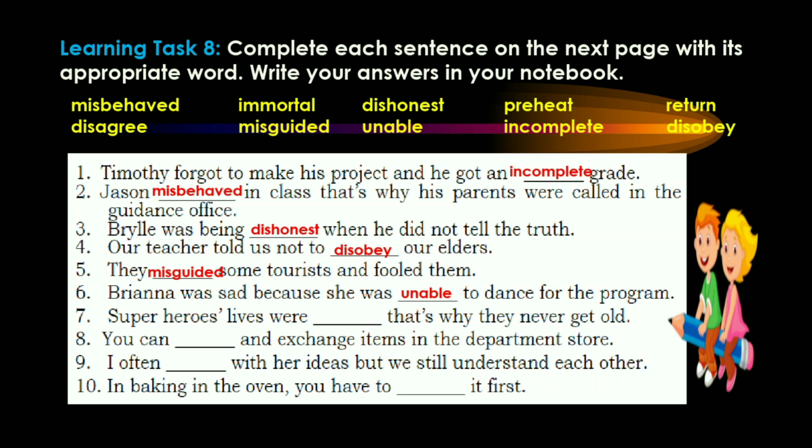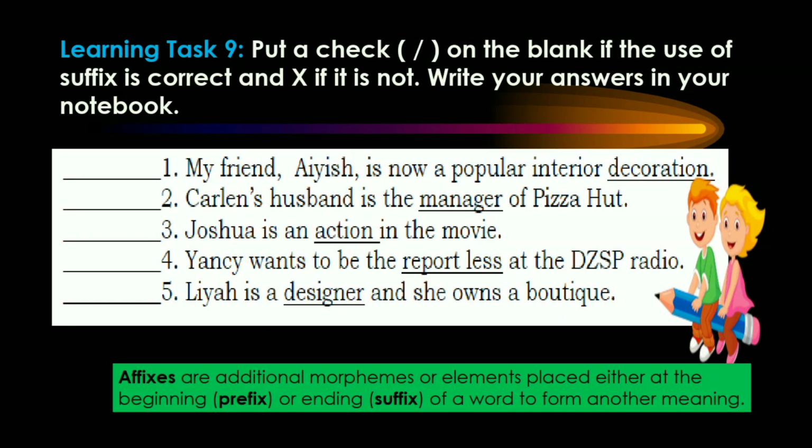6. Brianna was sad because she was blanked to dance for the program. Unable. 7. Superheroes' lives were blank, that's why they will never get old. Immortal. 8. You can blank and exchange items in the department store. That is, return. And number 9, I often blank with her ideas but we still understand each other. Disagree. And number 10, in baking in the oven, you have to blank it first. That is, preheat.